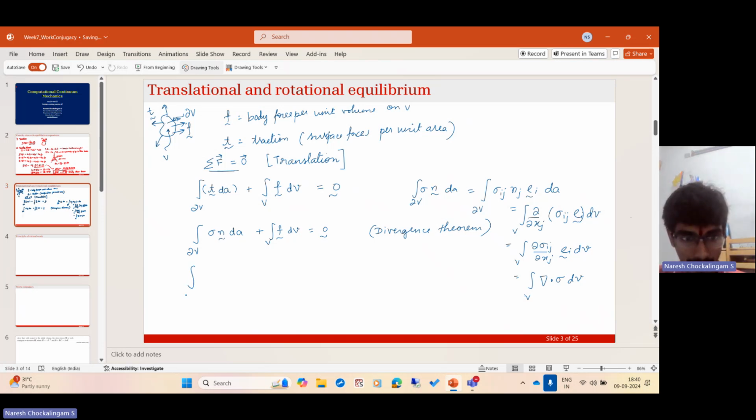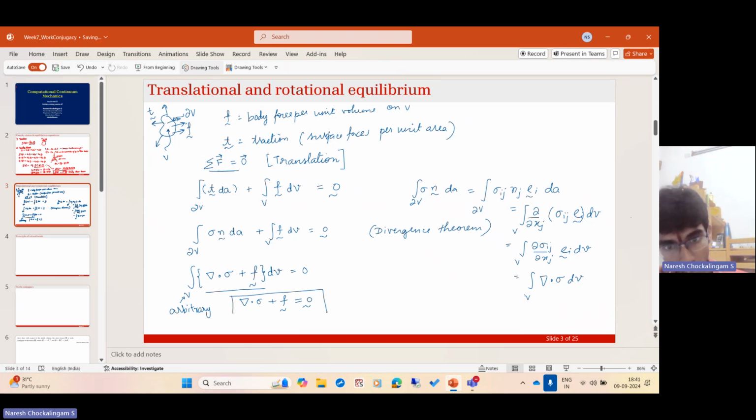So what we have here becomes a volume integral, and it can be clubbed with the next one. So this becomes divergence of sigma plus the body force per unit volume, integrated over the volume, equals 0. But this V is arbitrary. If a body is in equilibrium, every subset V of the body has to be in equilibrium. So the arbitrariness of this V results in the integrand itself being 0. So the condition for translational equilibrium is that del dot sigma plus F equals 0. This is a vector equation which is equivalent to three scalar equations, and this is equilibrium of forces.